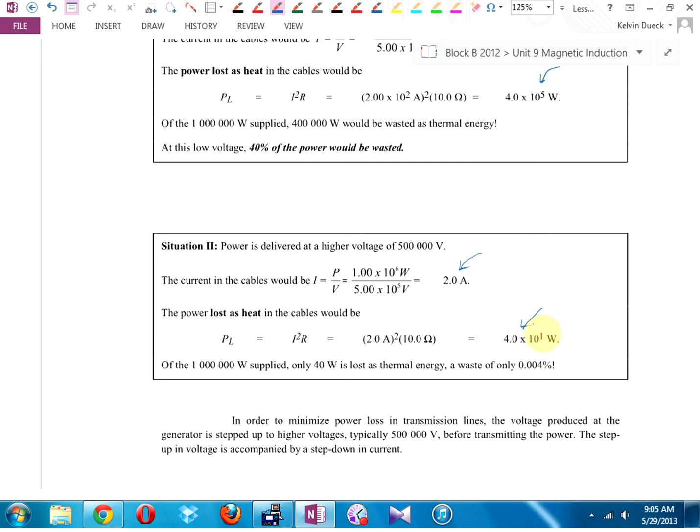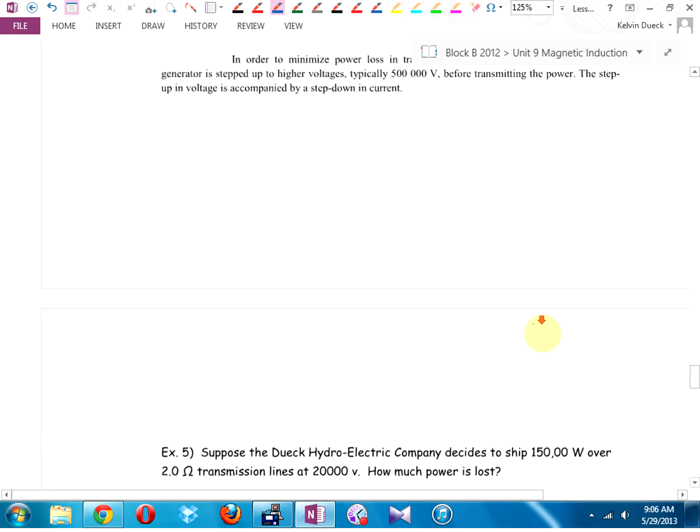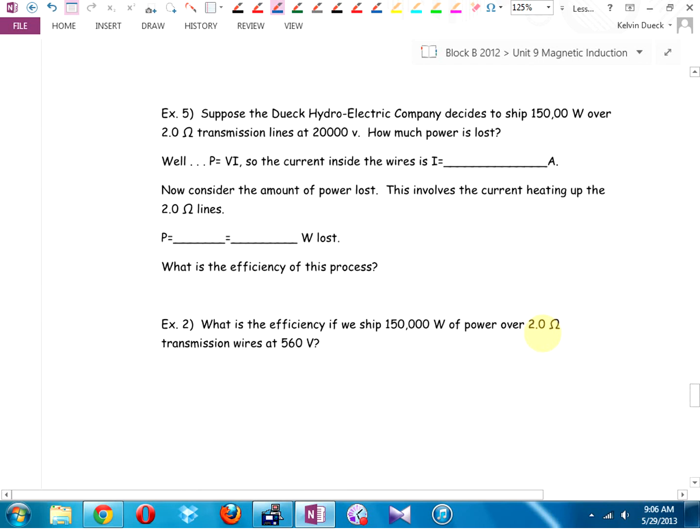This is the basis of our entire nationwide power structure. We ship power across the country at high voltage, high efficiency, because if we shipped it at low voltage, all we'd be doing was, you'd see the wires glowing red hot. It'd be dumb. Okay? Let's try an example. Example 5.